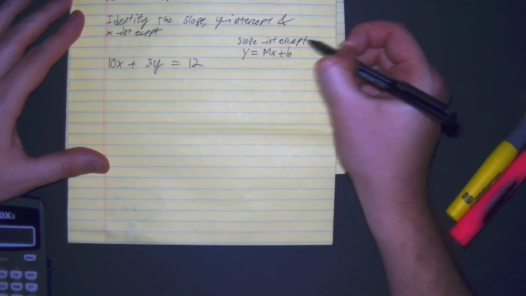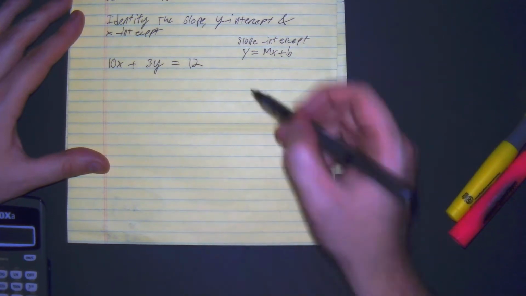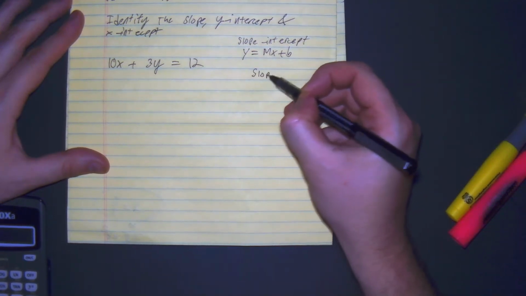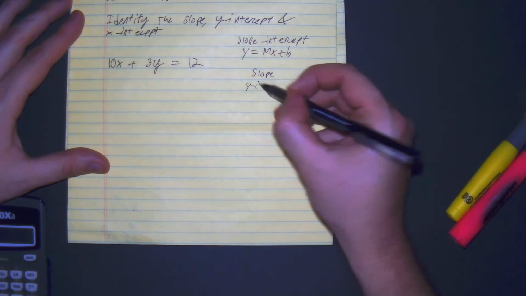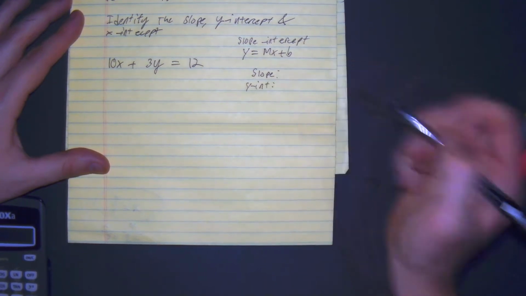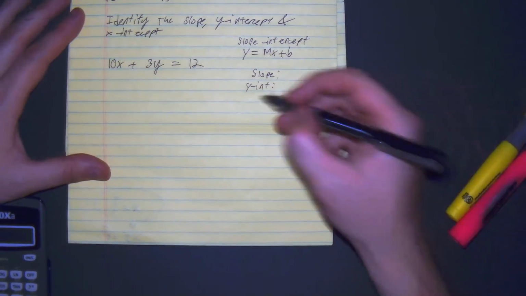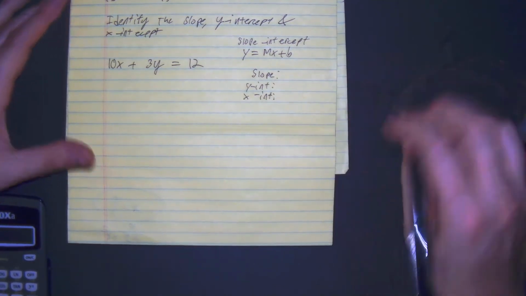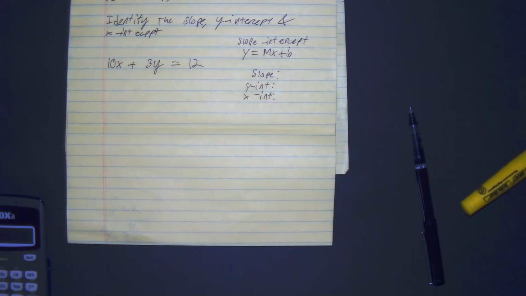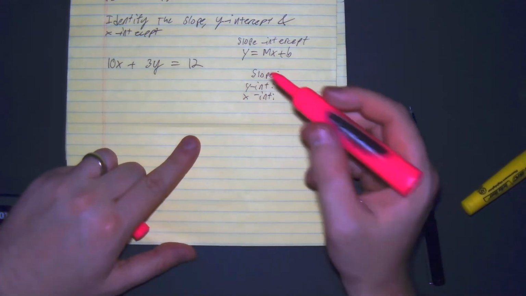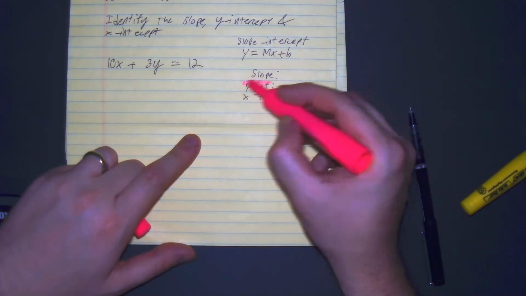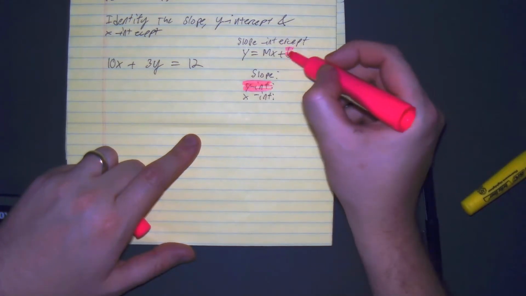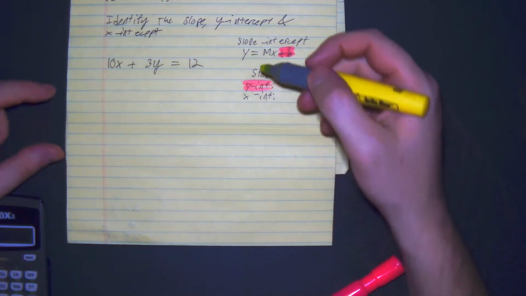Alright, so we're asking for three things here. We're asking for a slope. We are asked for a y-intercept. And lastly, we're asked for an x-intercept. This right here is given 2 of the 3. Our y-intercept is given by the value of b. And then we are given a slope, m.